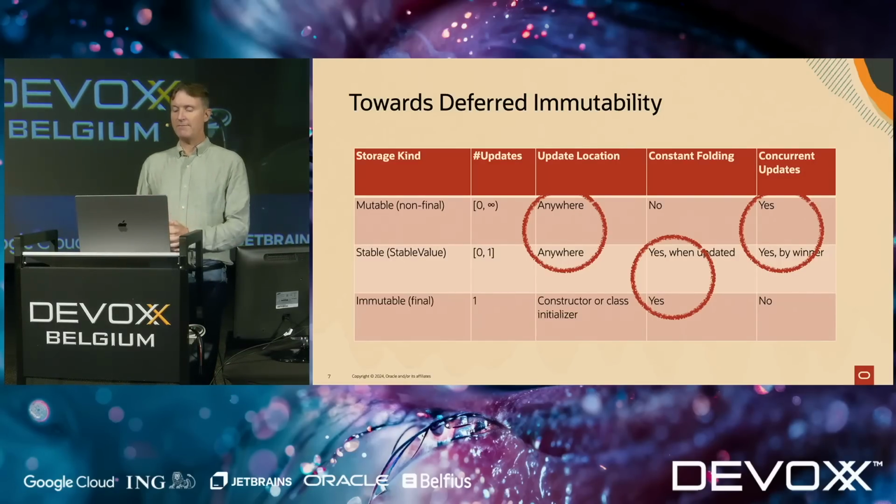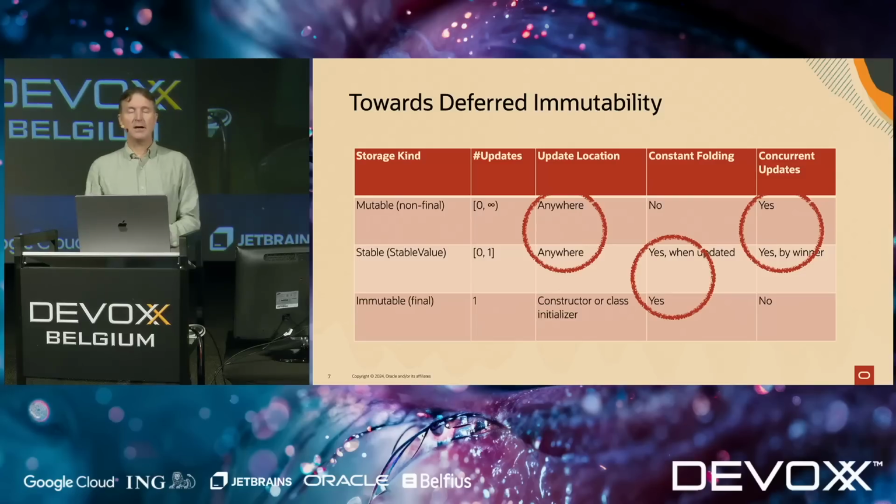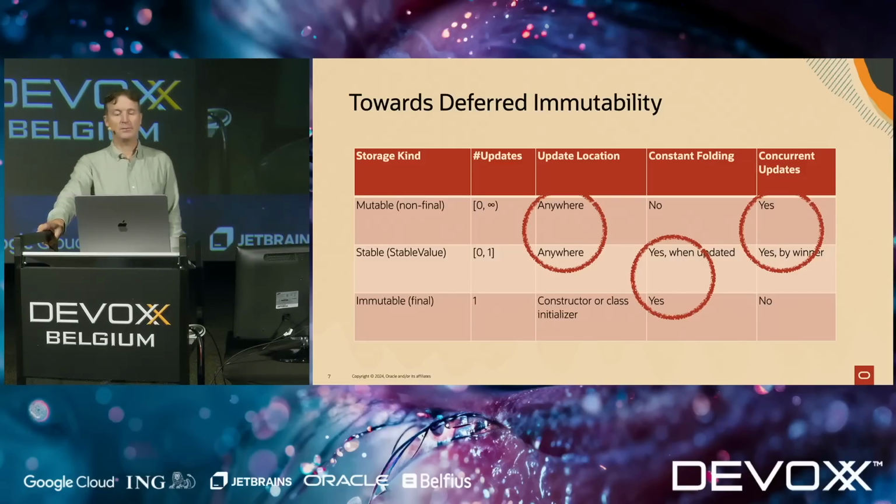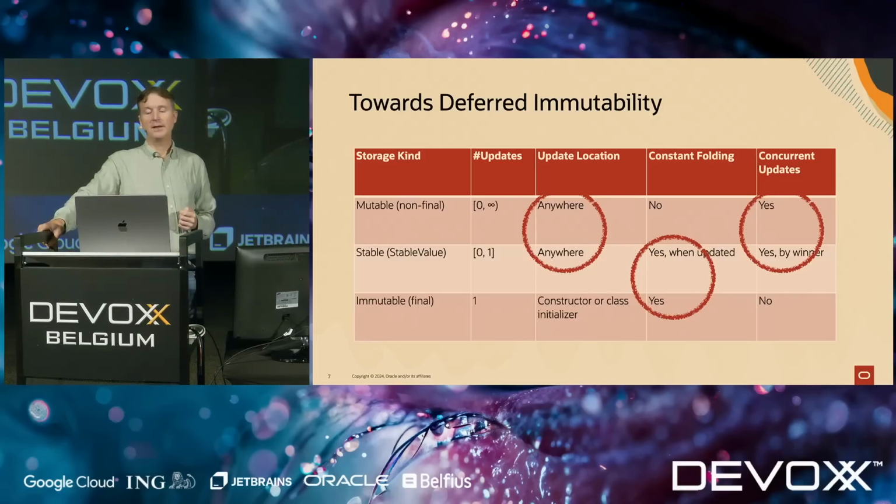Then at the bottom, we have immutable or final fields. They are updated exactly one time, not 0, not 2 times, but always exactly one time. And they can only be updated in the constructor or class initializer if it's a static field. And they support constant folding, but obviously they don't support concurrent updates because it's not possible to update them from any place other than the constructor or the initializer.